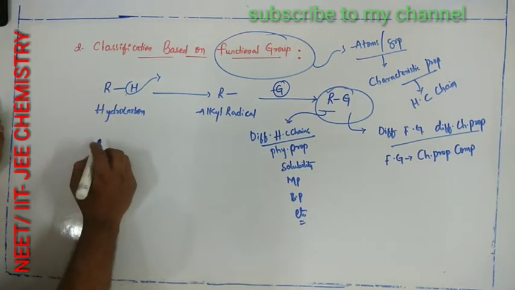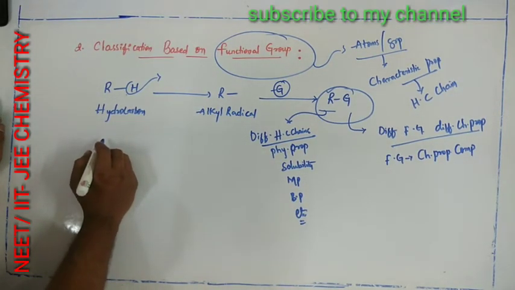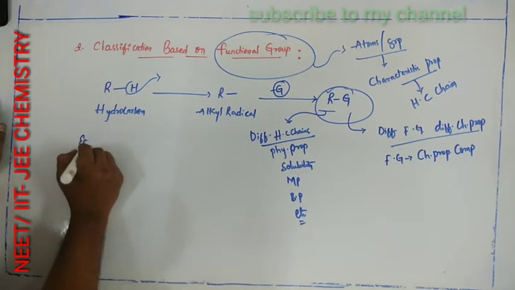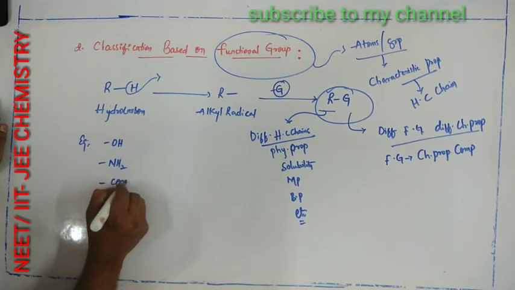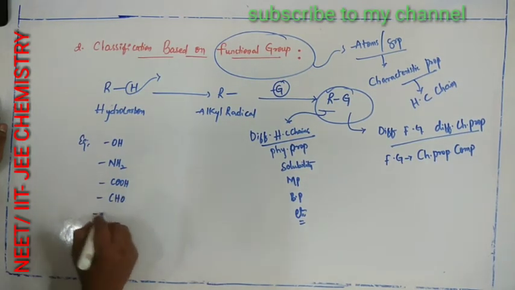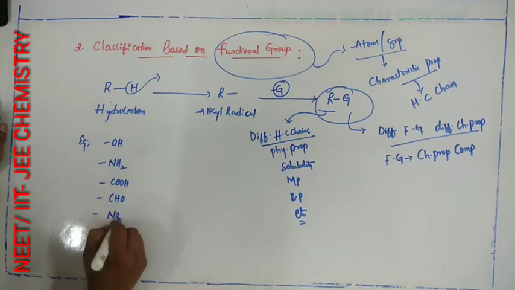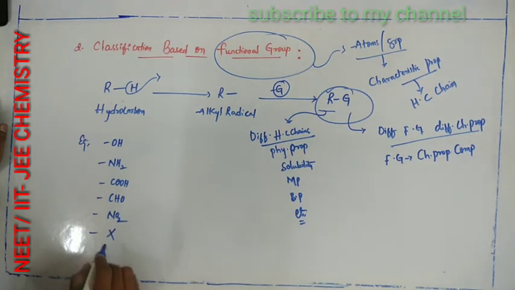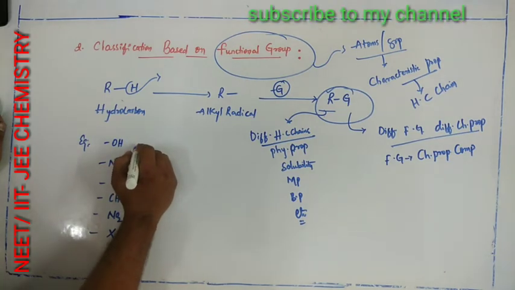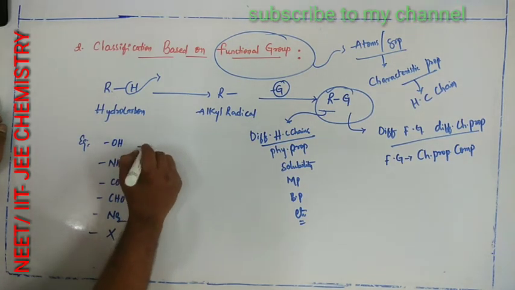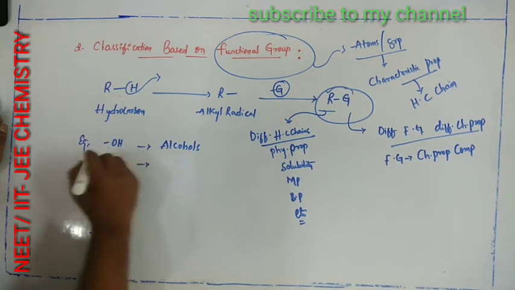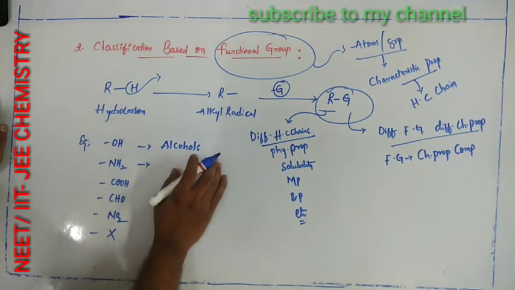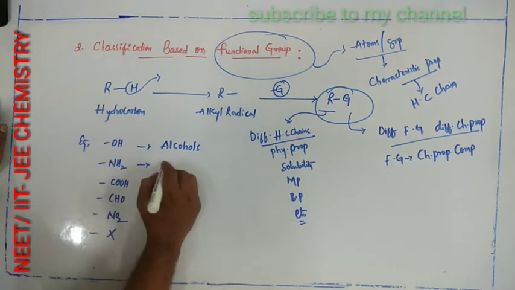Then coming to the classification of organic compounds based upon the functional group. Examples of functional groups are OH, NH2, COOH, CHO, NO2, X, where X means halogens. If an OH group is attached to the hydrocarbon, those compounds are known as alcohols. If NH2 is attached to the hydrocarbon, they are called amines.